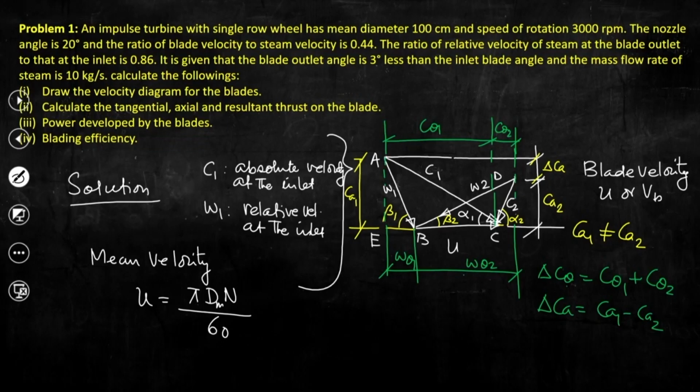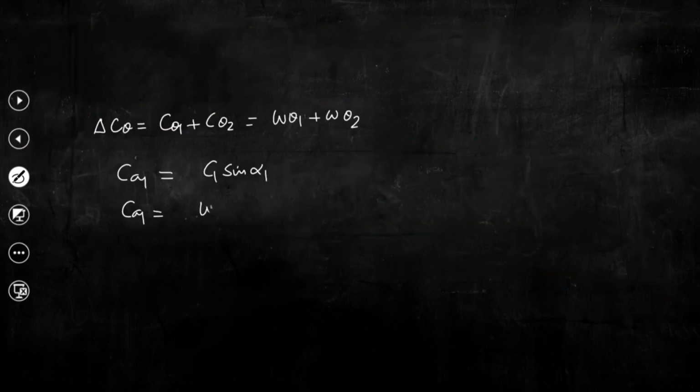Now what is important is C1 sin alpha 1 minus u. So, if we consider C1 sin alpha 1 minus u, we can write that CA1 equals W1 sin beta 1.